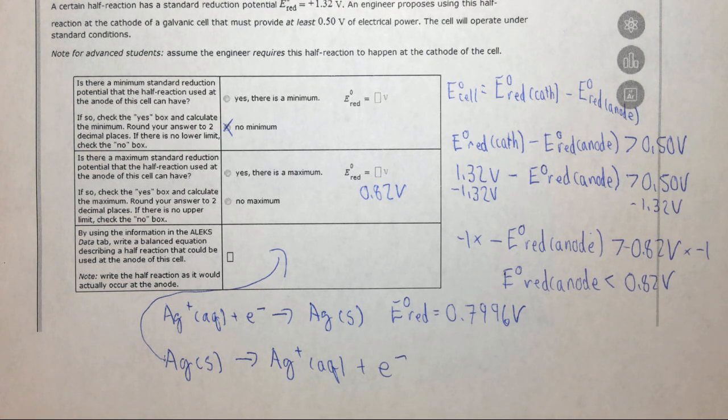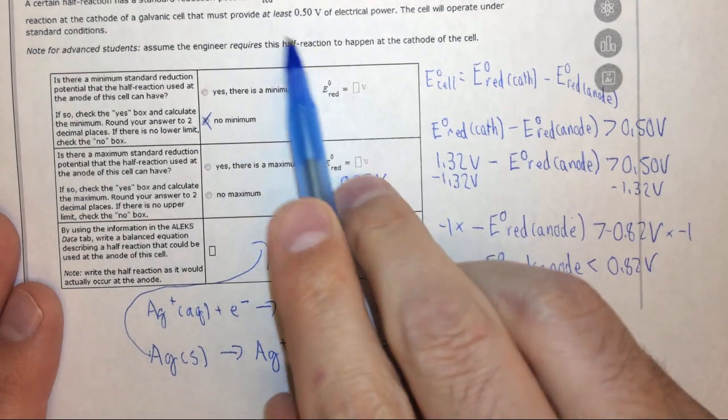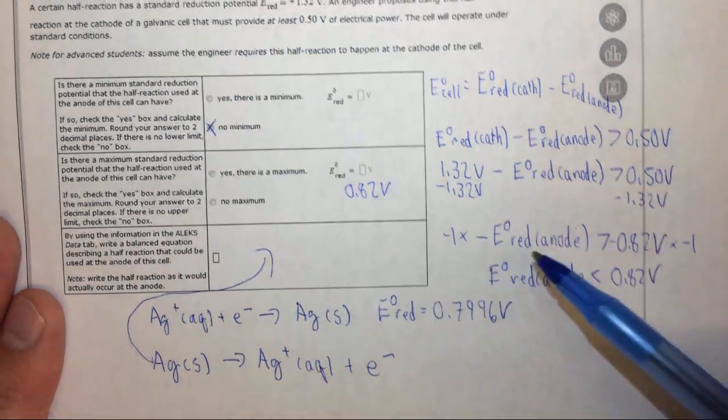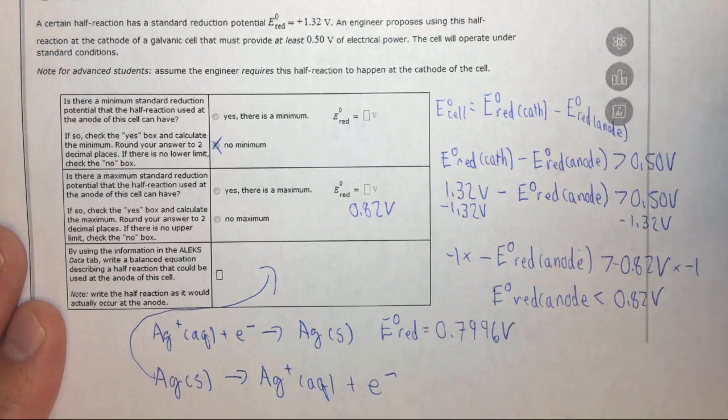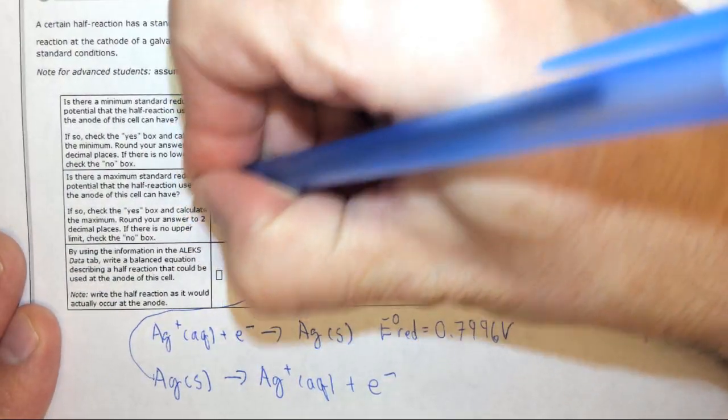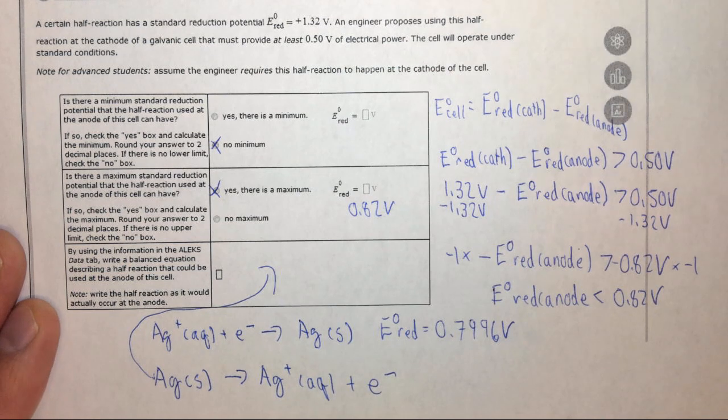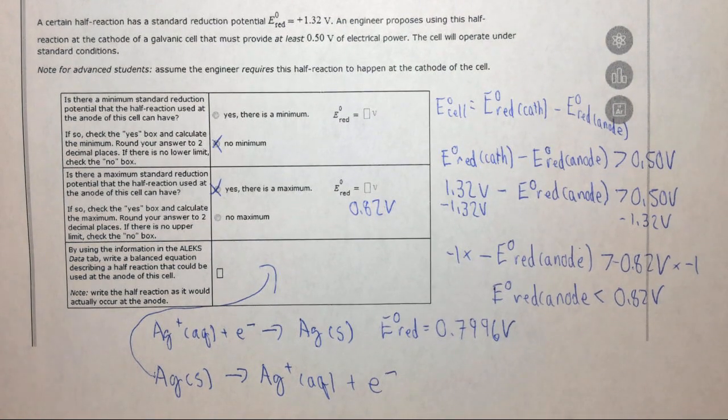So it's very important when you read this question that you make sure whether it's at most or at least, and whether you're given the potential for the anode or the cathode and the reaction for the anode and the cathode. One minor thing, I did forget to check this box. Yes, it's possible, and that is the answer. So that's basically how you solve this problem.